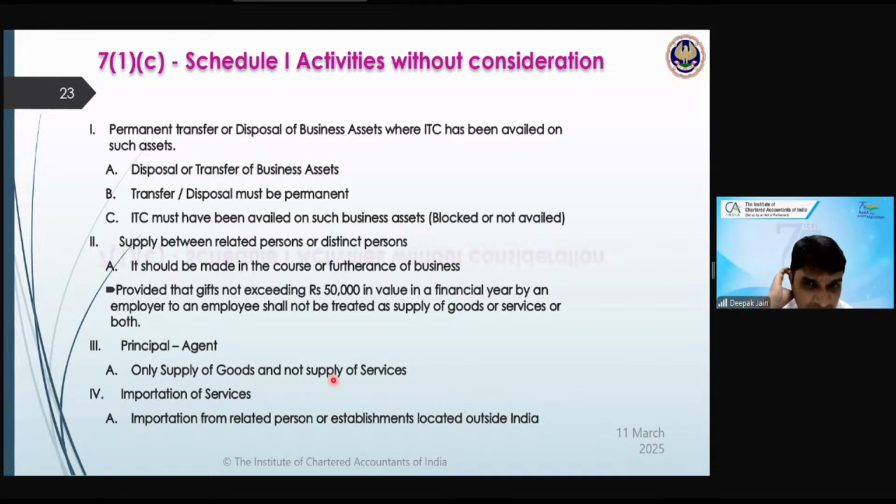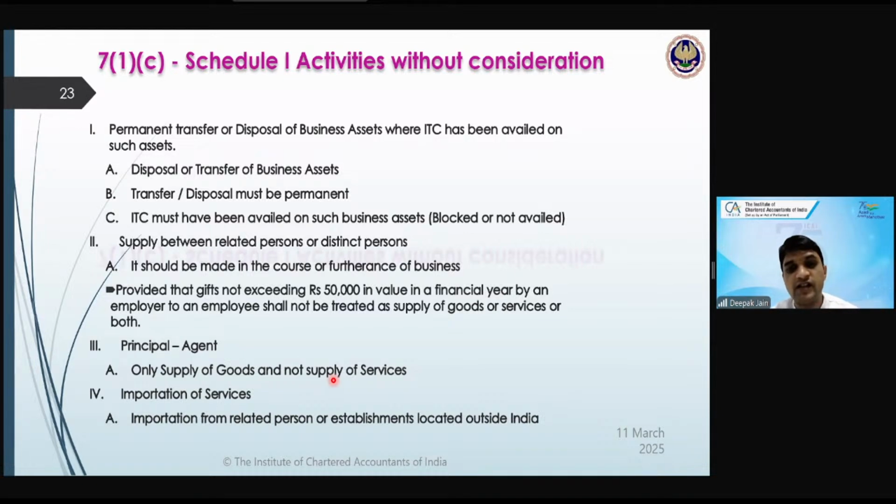Can you explain the principal agent? Sure. Principal agent is when a principal is buying something, now he is giving it to his agent to sell on his behalf. In such a scenario, the principal and agent supply transaction will also be liable to GST.